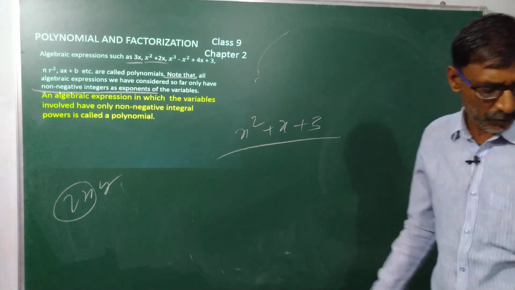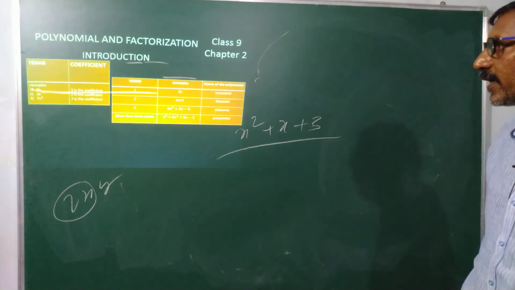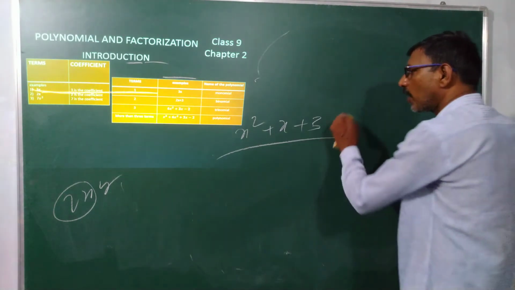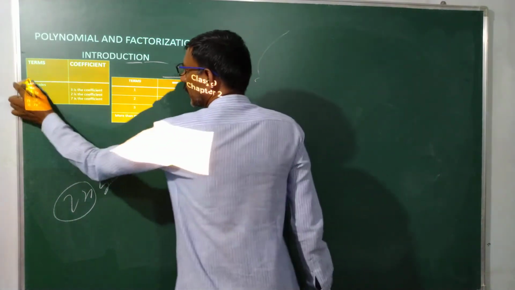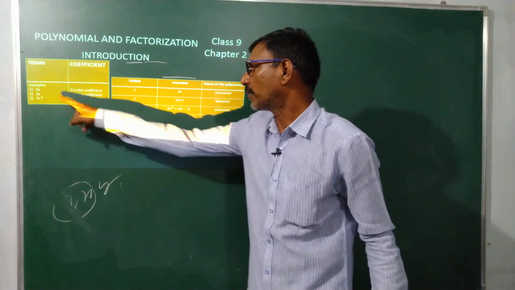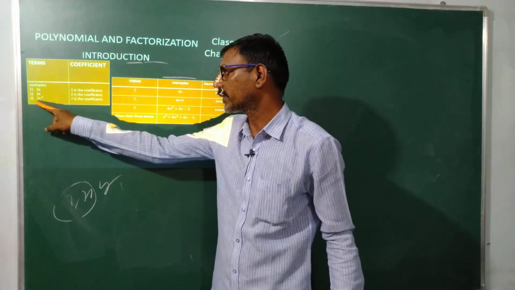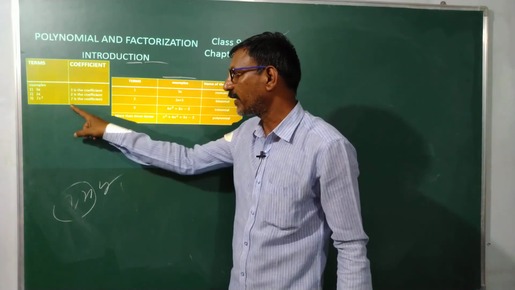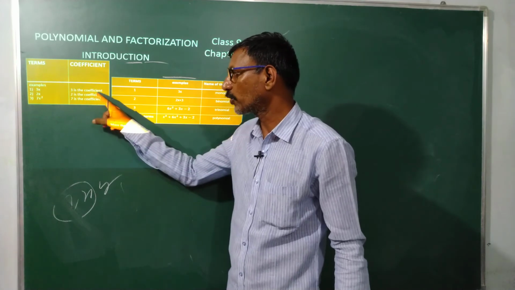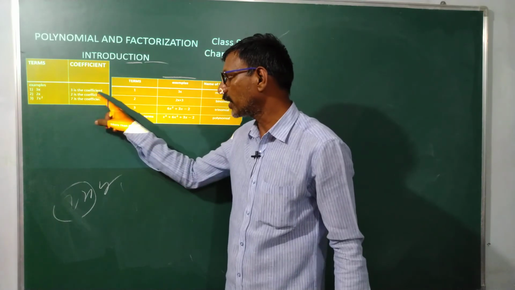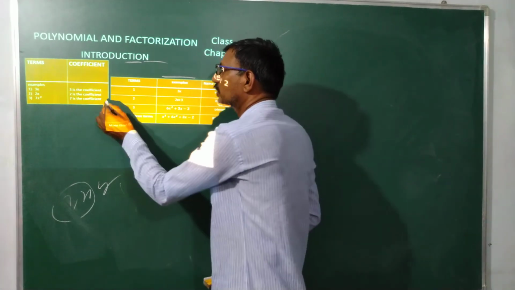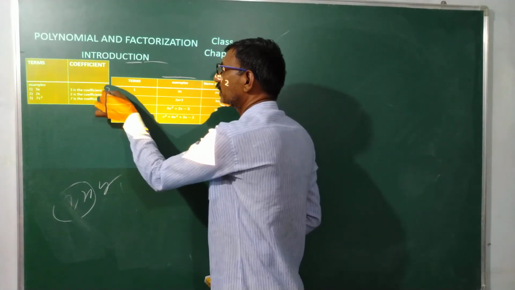For example, we will go to the next one. See, here we are given a small review about the polynomials. See here, the first example. These are my terms: 3x, 2x, and 7x square. These are my terms. And coefficients. Here I have taken only constants. 3 is the coefficient of x, 2 is the coefficient of x, and 7 is the coefficient of x square.